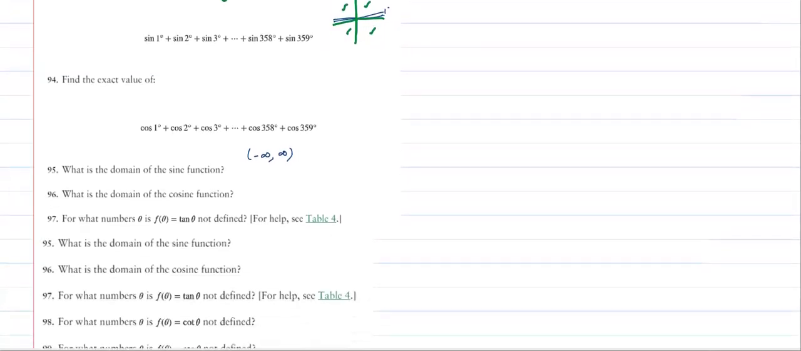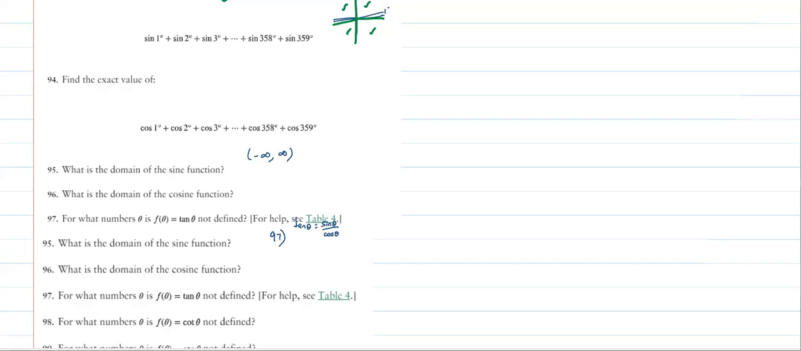For what numbers theta is f of theta equals tan theta not defined? So remember, when is tan theta going to be not defined? Tan theta is going to be not defined whenever cosine is zero because tan theta is nothing but sine over cosine. So whenever cosine is zero, it becomes undefined.